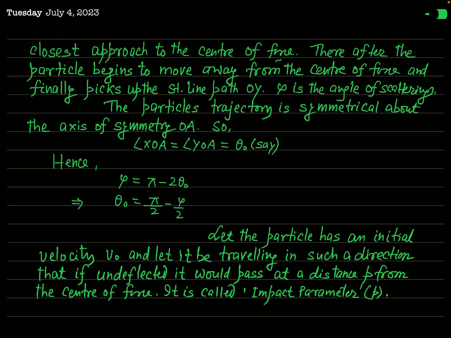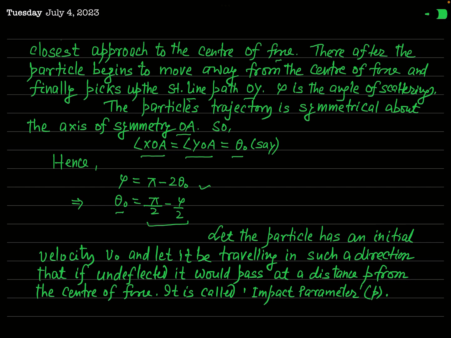All these things I have just explained. Thereafter the particle begins to move away from the center of force and finally picks up the straight line path OY. Phi is the angle of scattering. The particle's trajectory is symmetrical about the axis of symmetry OA, so angle XOA is equal to YOA, and this is equal to theta naught, as we have assumed. I have explained that phi will be equal to pi minus 2 theta naught, and so you can write from here that theta naught will be equal to pi by 2 minus phi by 2.